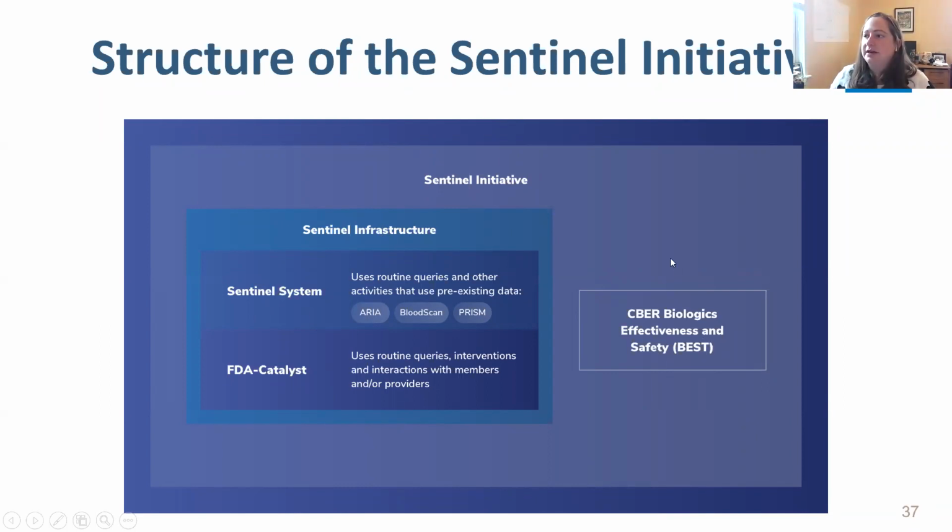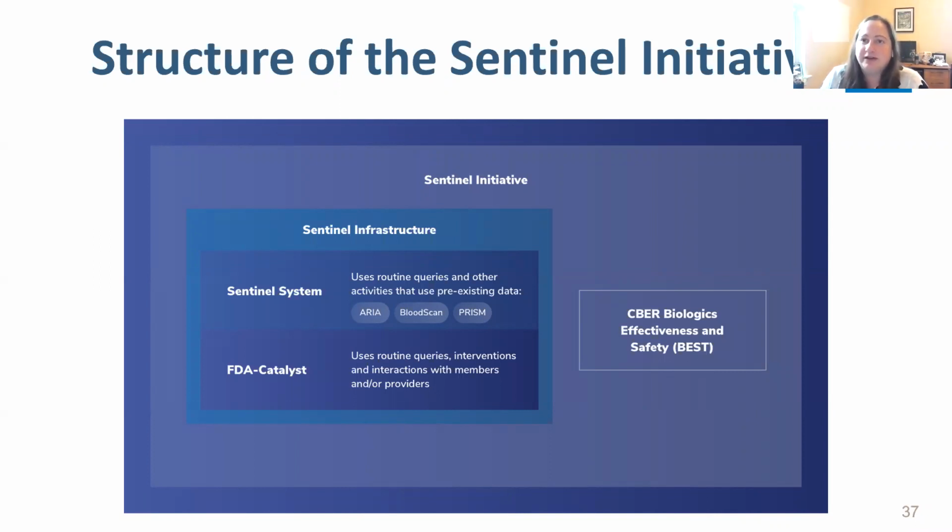BEST was set up, it's technically under the Sentinel initiative, but it really does have its own system. And I think that was largely created because of the need for more granular clinical data. A lot of the information they need to evaluate the safety of biologics would be much more granular clinical data found in electronic health records, both structured and maybe even in unstructured data. So claims-based data was not meeting their needs, which led to them developing the system for BEST.